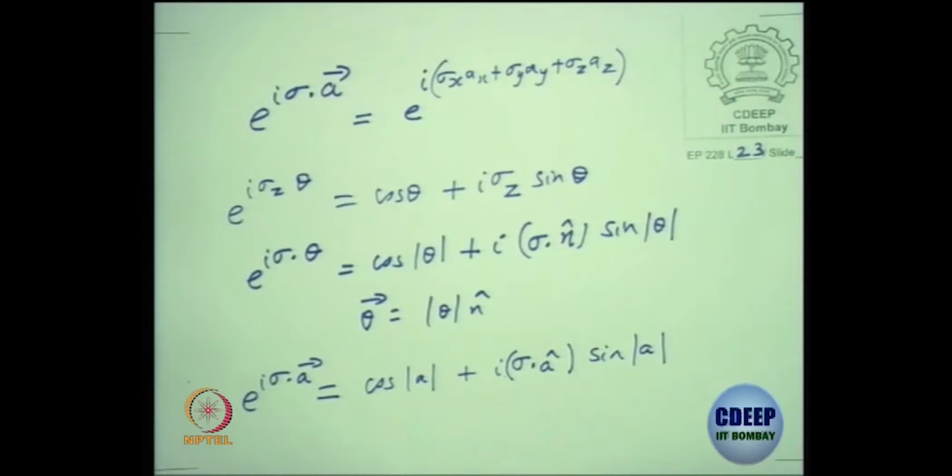Please verify some of these things. I'll put it in the assignment also, but please verify that the Pauli matrices are very rich and help you to do many of these things. But why am I doing these exponentials? What is the reason? How did you write the translation operator?